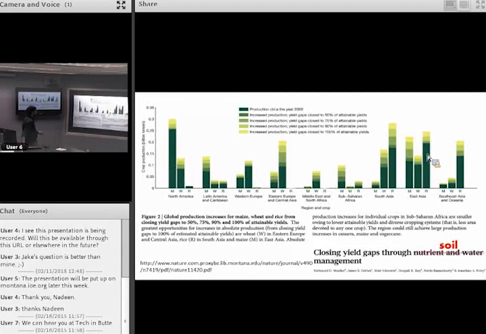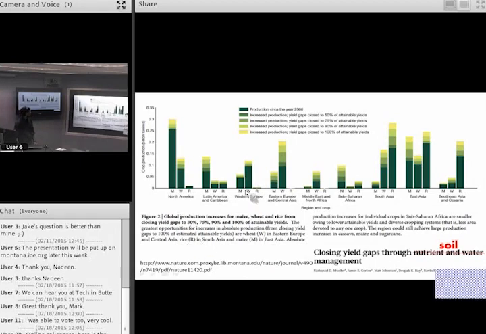And I think Stephanie Ewing is the first one that clued me into this. Some people are actually thinking about how we close the yield gap, right? So the M is for maize, the W for wheat, good old Montana, and then rice, R. How do we close these yield gaps if we have to feed 9 billion people in this generation? It's interesting, the title of this paper from Nature is Closing Yield Gaps Through Nutrient and Water Management, but really, I think they're actually talking about soil management.